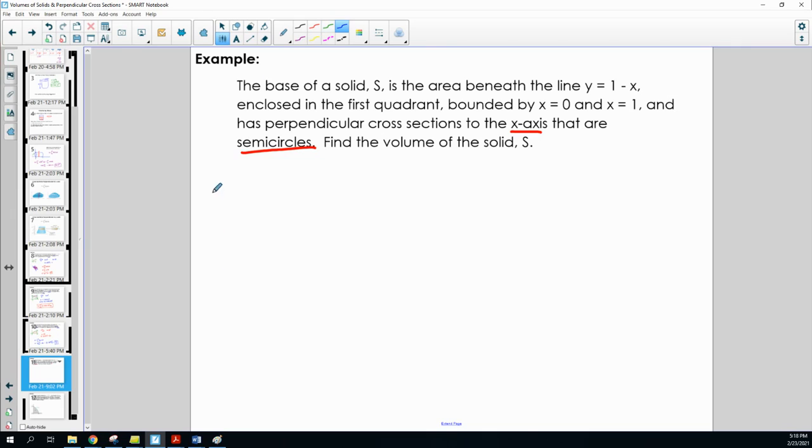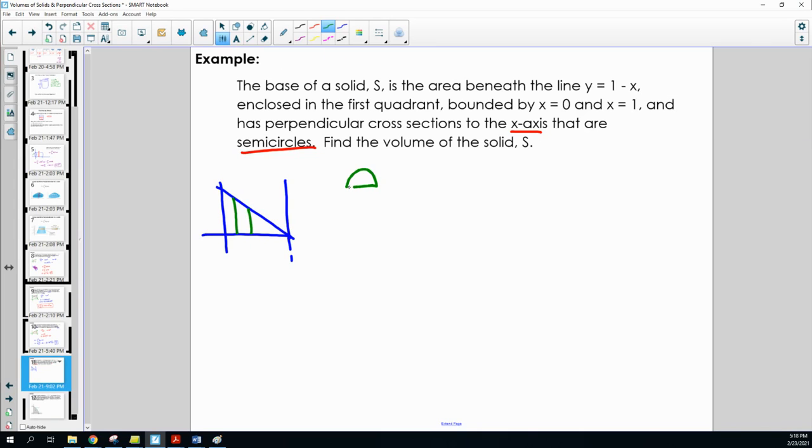Okay, so let's do a quick little sketch. So 1 minus x is going to be this line here. And it's in the first quadrant, bounded by x equals 0 and x equals 1. So I'm just going to, right here, call that 1. So we're really looking at this shape here. It's perpendicular to the x-axis. So again, we're drawing our base straight down.